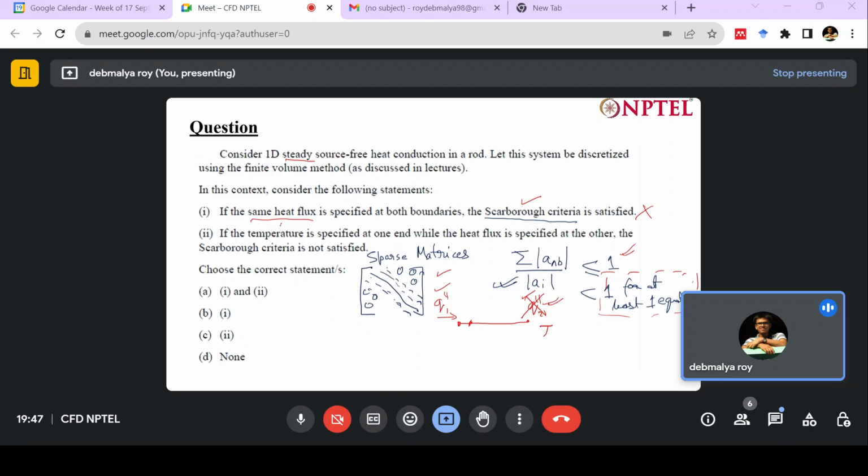However, when temperature is specified, what happens? If temperature is specified, this is now a physically consistent problem and it can be solved. And you will also see that this second condition is satisfied when the temperature is specified at one of the boundaries. So in this case, the Scarborough condition will be satisfied. In the other case, the Scarborough criterion will not be satisfied. But in both cases, the opposite statement is satisfied. So the answer is none. None of these statements are correct; they all say the opposite.